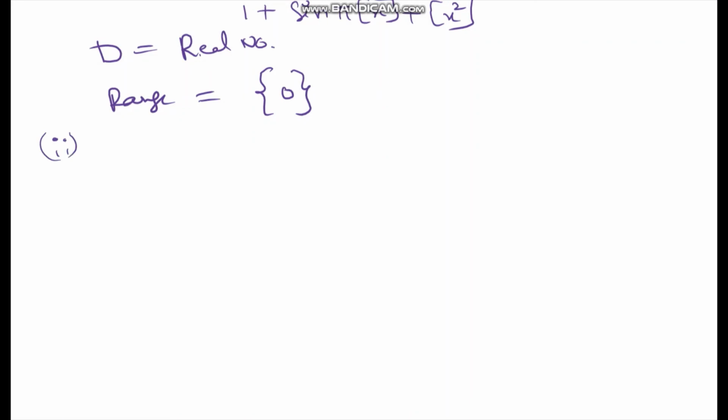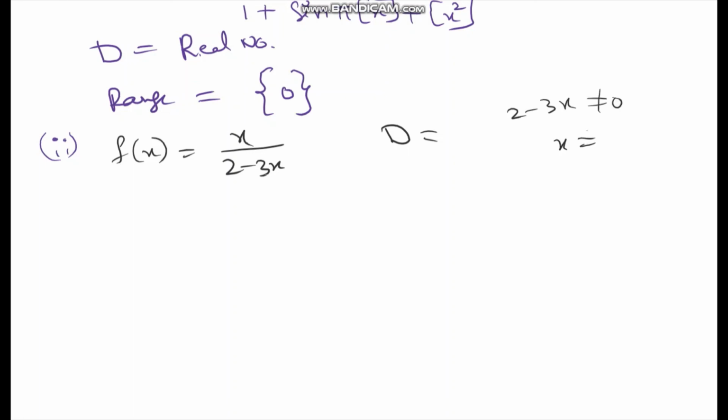Second one is f(x) = x/(2 - 3x). Domain equals, 2 minus 3x should not be equal to 0. So x should not be equal to 2/3. So domain equals, from the real number set, subtract 2/3.